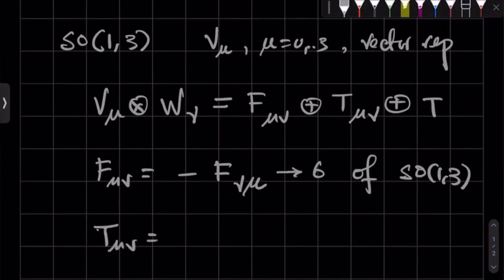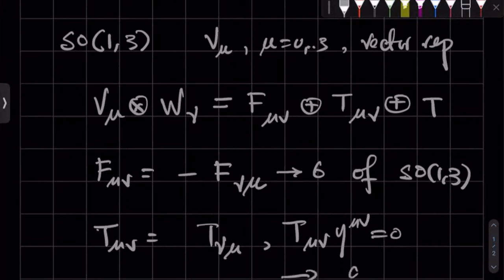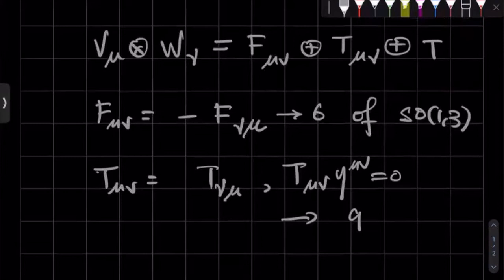And T mu nu was symmetric as well as trace-free. That meant that the trace part is computed like this. So this is trace-free, and that is going to be a 9 of SO(1,3). And then the trace part is T tilde, and that's going to be a 1 of SO(1,3). We might have seen the SO versions of these, but these are essentially the same thing.